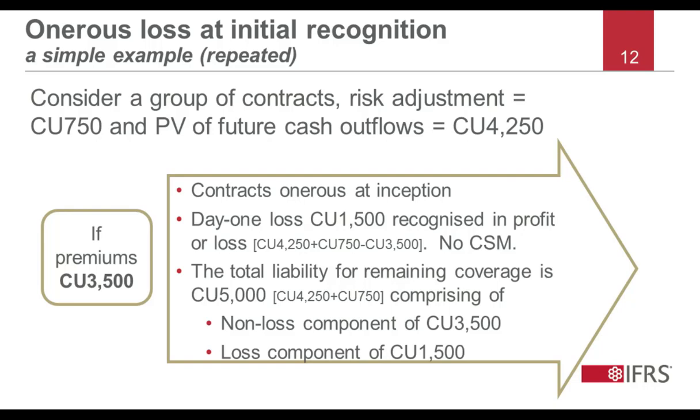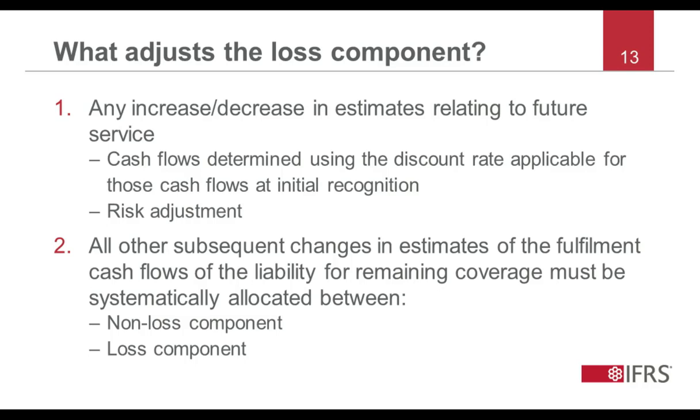So, Joe, what adjusts the loss component? That's a good question. The next few slides discuss how we further account for this loss component. Firstly, the loss component for the liability for remaining coverage is adjusted for any increases or decreases in estimates relating to future services. These estimates are made of, firstly, the revised amounts or timings of the cash flows relating to future services determined using the discount rate applicable for those cash flows at initial recognition. Secondly, changes in the risk adjustment relating to future services.